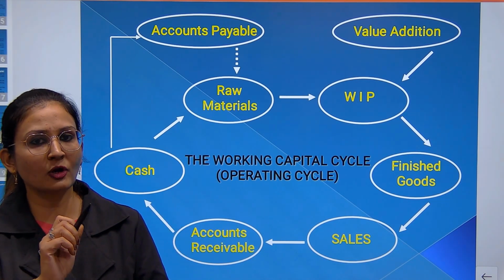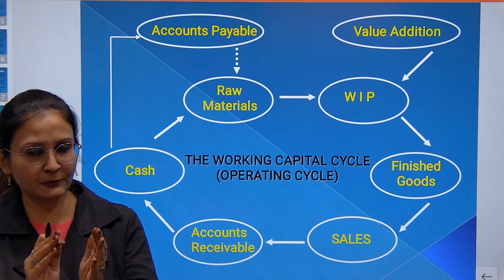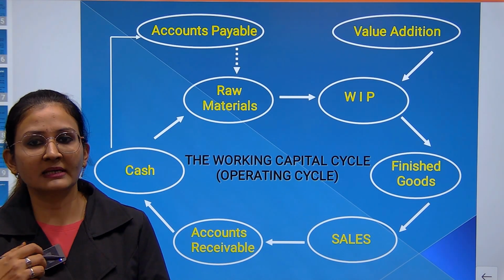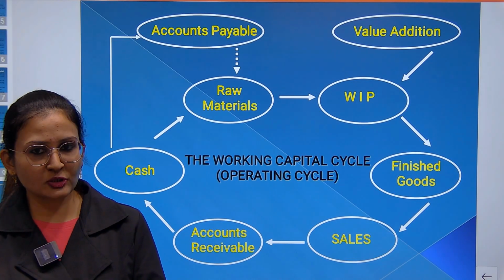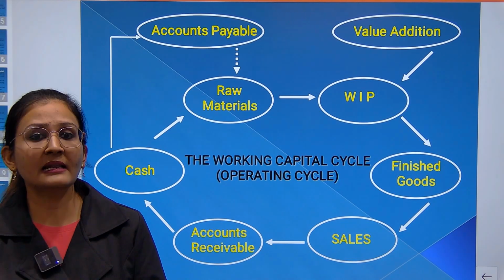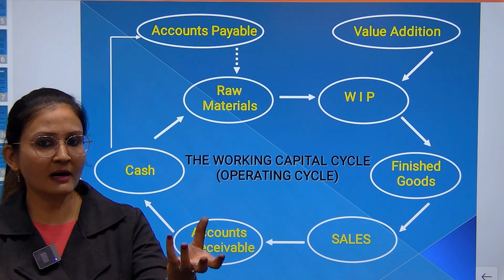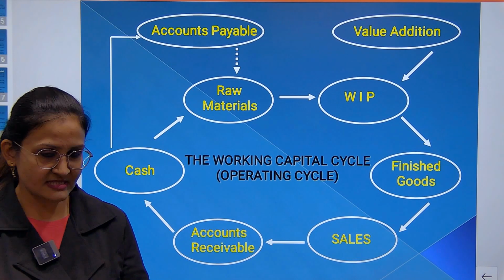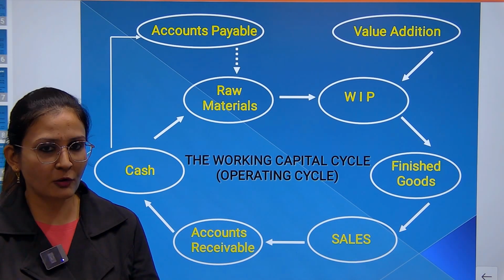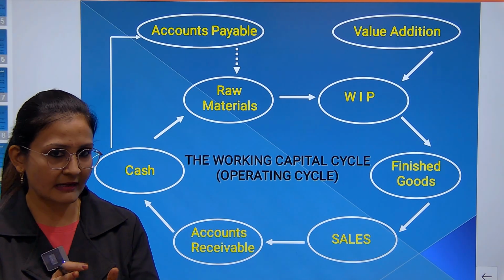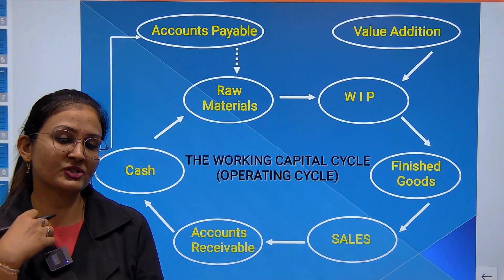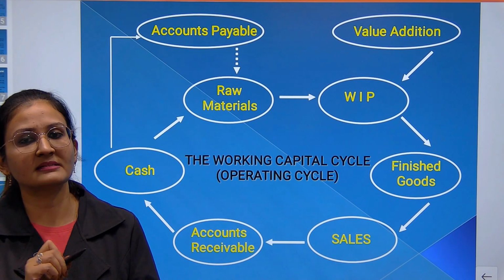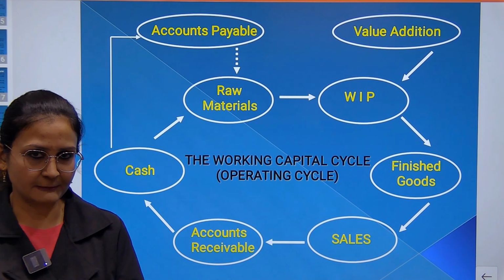So these overheads are included under work in progress. When you convert your raw material through the process of work in progress, you receive finished goods. Then what do you do with finished goods? You sell those finished goods in the market, and then you receive accounts receivable. It means you will earn profit which can be calculated under accounts receivable and later on converted into cash. So this is the basic operating cycle of working capital.